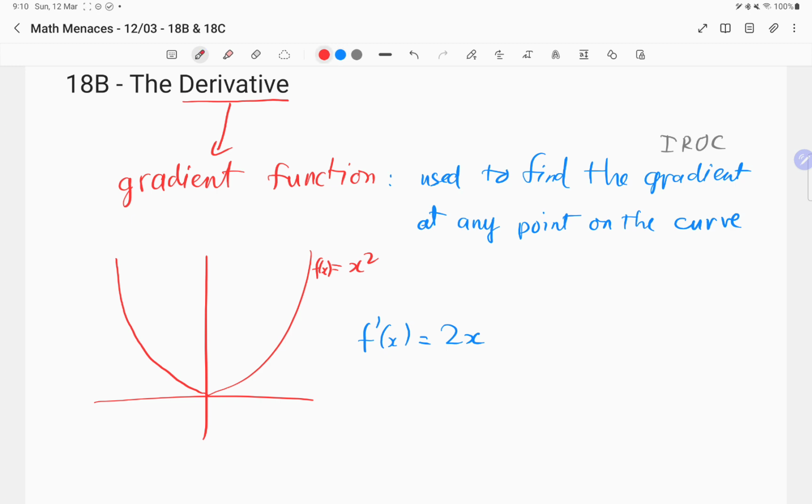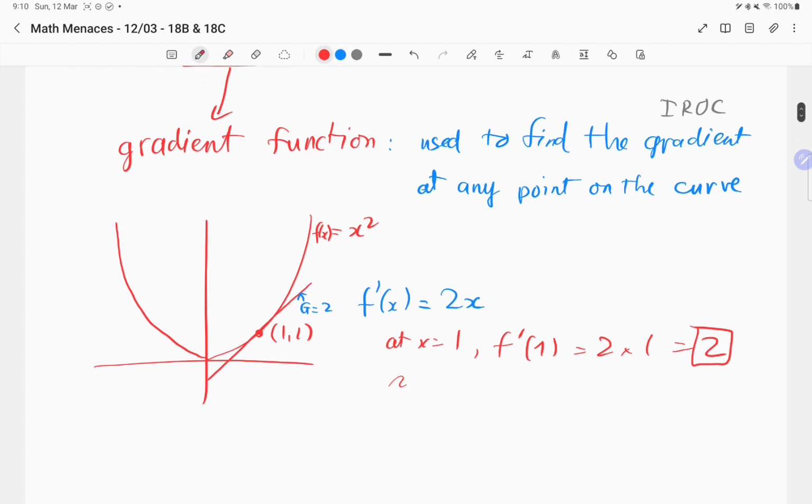Okay, what that means is, let's just say at x equals 1. So let's say the point is (1, 1). At x equals 1, f dash of 1, so when you substitute 1 into the gradient function, you get 2 times 1, which is 2. This means that the gradient of the tangent, or the instantaneous rate of change, is equal to 2. So the gradient of that line would be 2. Does it make sense? Yeah, so positive gradients will slant to the right.